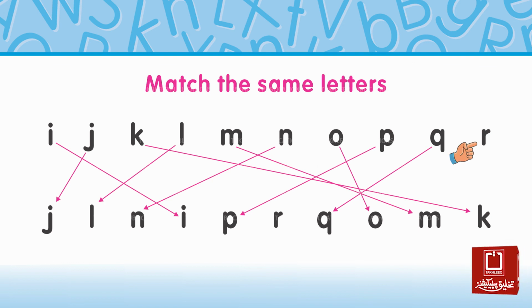This is small letter R. Now we search small letter R in the second row. J, L, N, I, P, R. Yes, this is small letter R. So we match both small letters R.